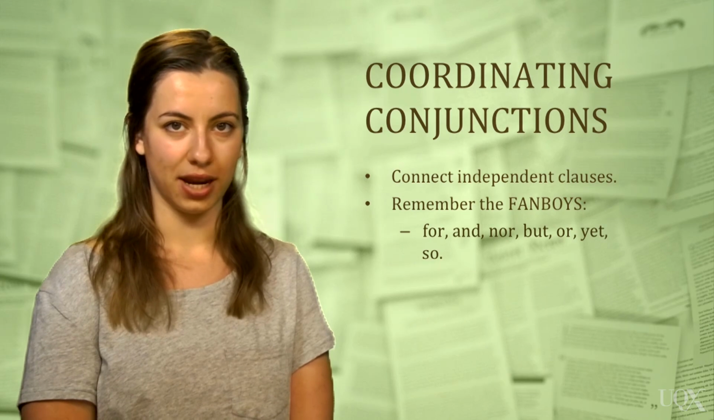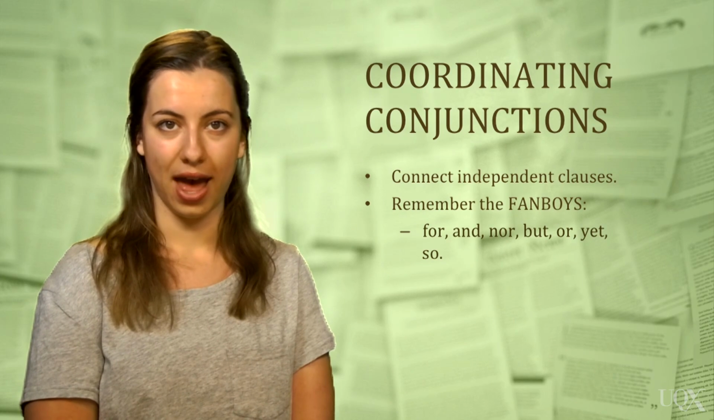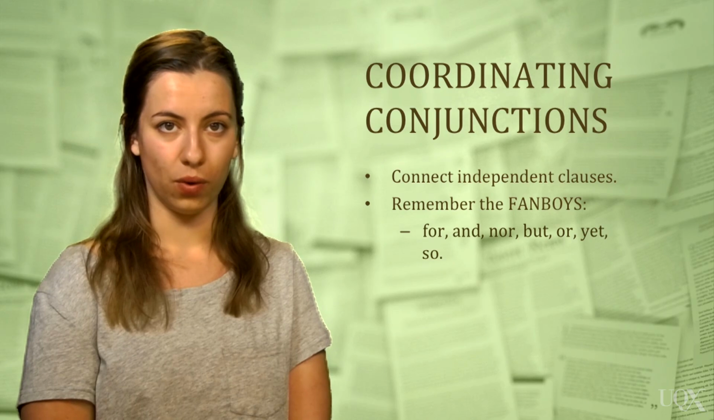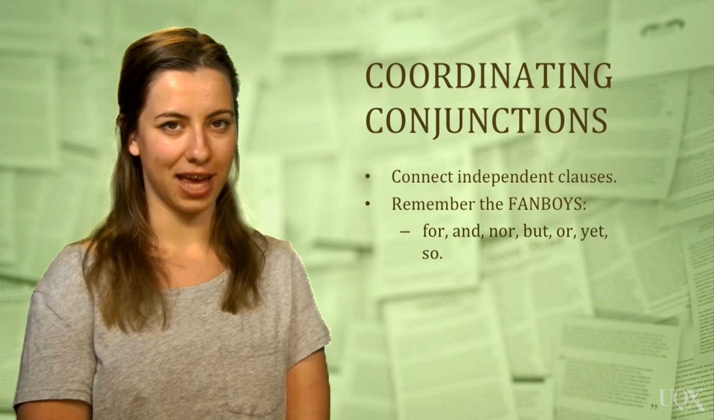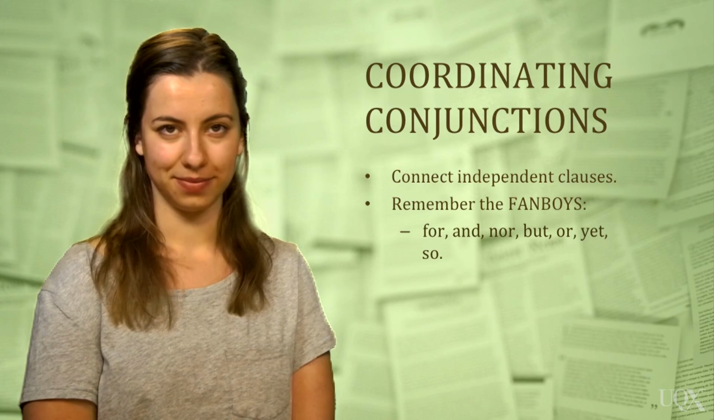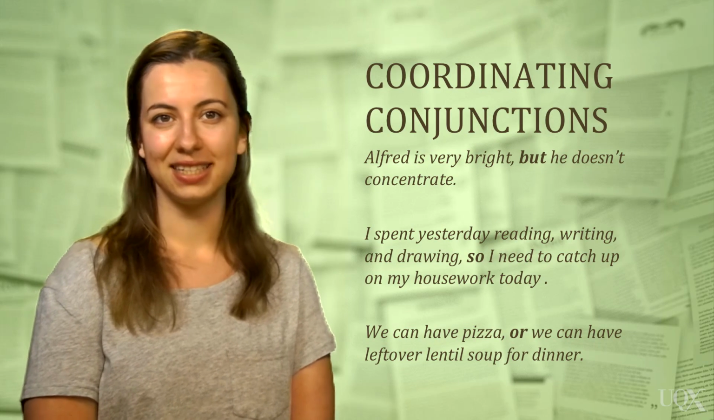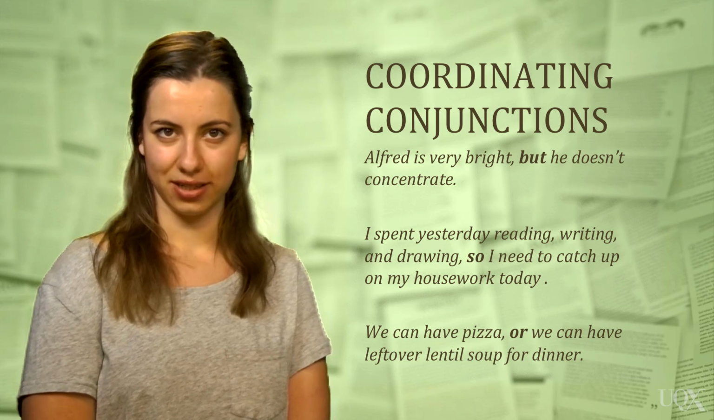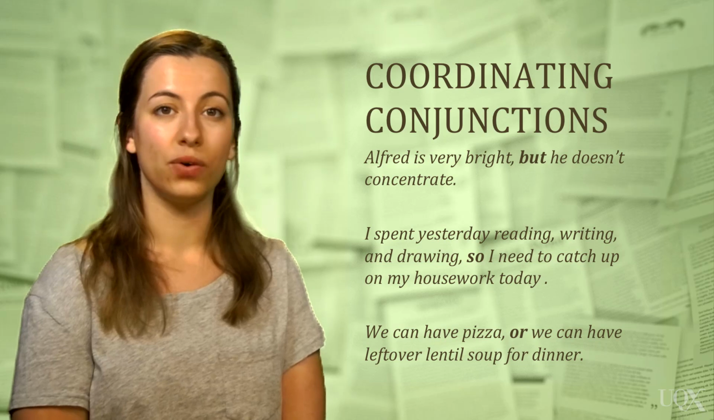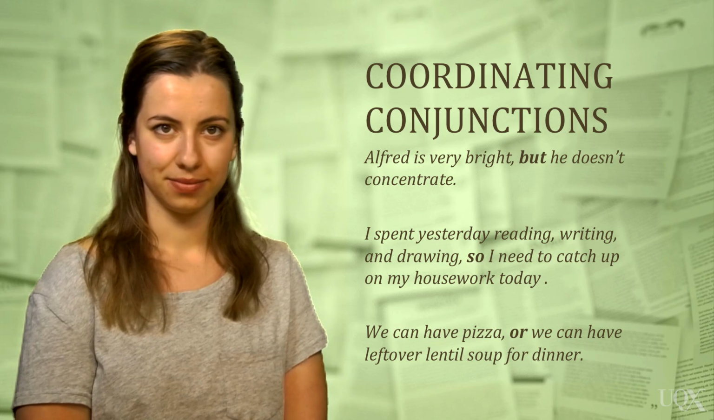There are 7 coordinating conjunctions: for, and, nor, but, or, yet, and so, which can be easily remembered using the nifty acronym FANBOYS. In the sentence, "Alfred is very bright, but he doesn't concentrate," the conjunction but joins the two clauses together.